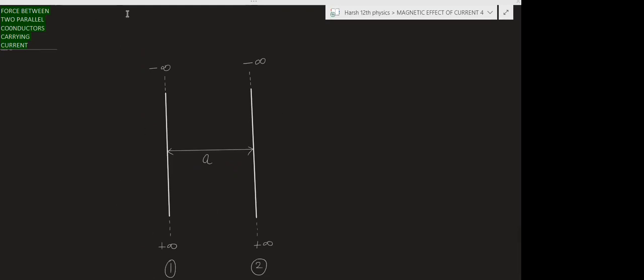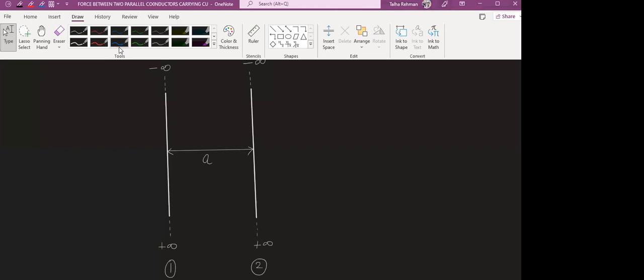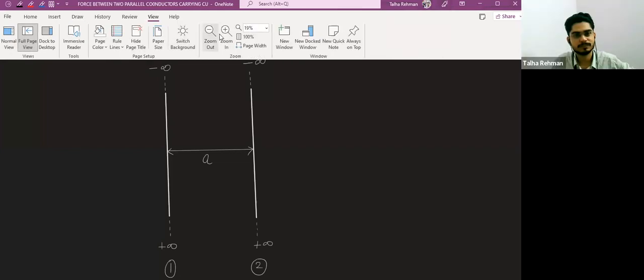Yeah. Sir, so I know I can do this. Yeah, I have done this. The final answer will be mu naught I1 I2 divided by 2 pi d, which is equal to mu naught I1 I2 divided by 2 pi d.